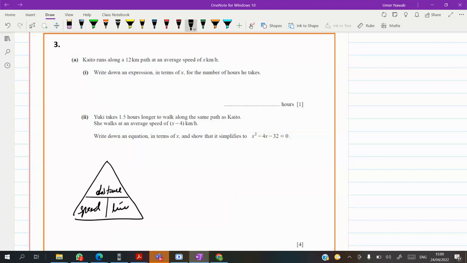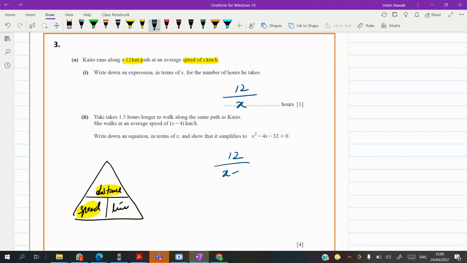K2 runs 12 kilometers, speed is given. So distance and speed is given. We want to find time. So time is distance divided by speed. Distance is 12 and speed is x, so 12 over x. Next, Yuki takes 1.5 hours longer to walk the same path as K2. She walks at an average speed of x minus 4. Same path means the distance is 12. So for Yuki, it is 12 over x minus 4.